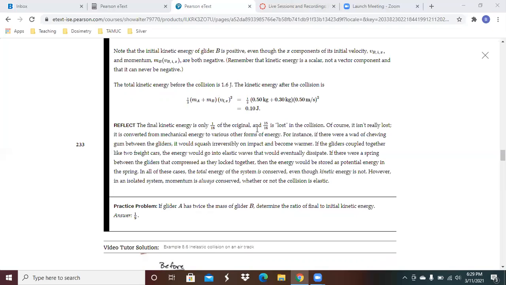So there's a substantial amount of kinetic energy lost in that collision. Now, it just changes forms. In an isolated system, the total energy of the system is conserved, just not the kinetic energy. Kinetic energy can be transmitted into other forms. However, in an isolated system, momentum is always conserved. There's no getting around that.